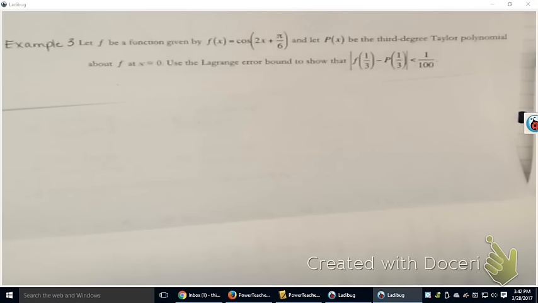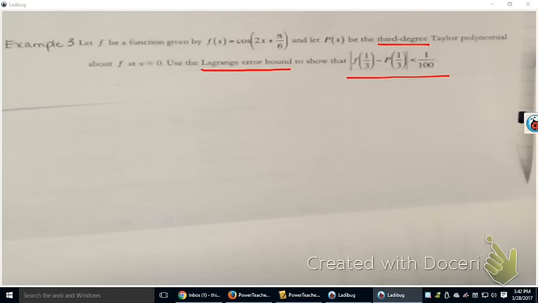Okay, example 3. It says that we have a function f of x equals cosine of 2x plus pi over 6, and p of x is the third degree polynomial. We want to use the Lagrange error bound, Lagrange form of the remainder, however you want to say that, to show this. Maybe you don't know what that last thing means. That's okay. But I do know that we're doing third degree Taylor.